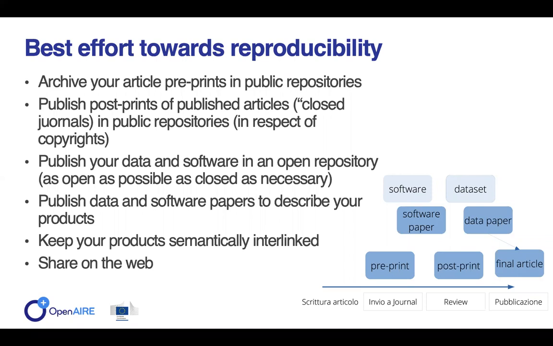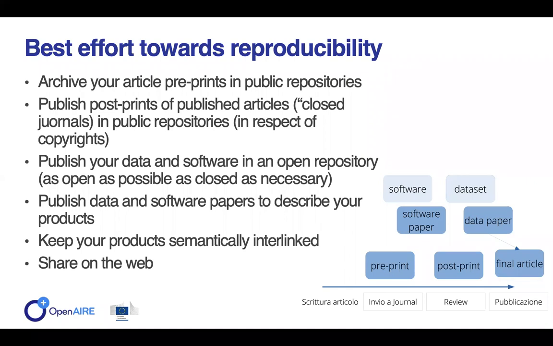So how many times do you happen to use and read an article that was published more than 12 months before? Well, in this case, if you have deposited your postprint in a repository, then your article will be available after 12 months time, or six, or whatever it is the embargo period of your journal.